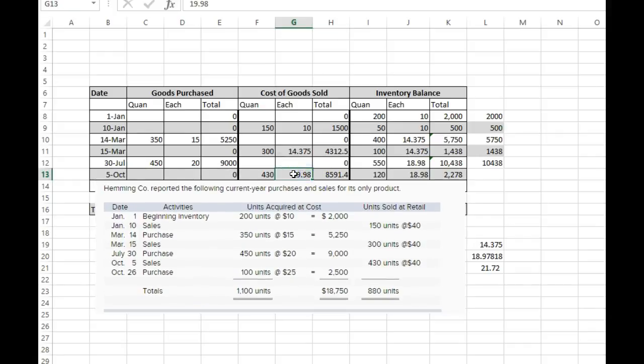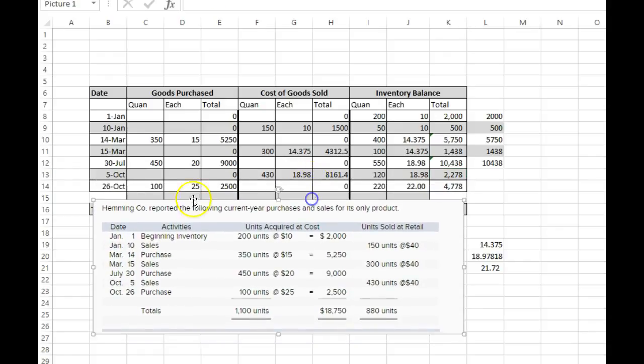And this is $18.98. So now I'm going to sell 430 of them at a cost of $18.98. And that gives me a cost of goods sold of $8,161. And it means I now have 500 minus 430. I have 120 in stock right here, times the $18.98, and my inventory is worth $2,278.